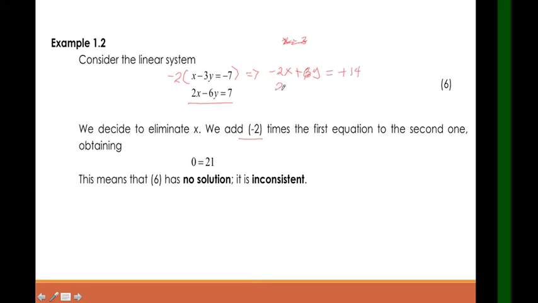And then we have 2x minus 6y equals 7. Okay? So, we can cancel this because negative 2 plus 2 is 0. And positive 6 plus negative 6 is 0 equals 14 plus 7 is 21. We obtain this one. Since 0 yung given natin, and there's no any variable for y, this means that number 6 or example 1.2 has no solution. Therefore, it is inconsistent. So, kasi wala siyang solution eh. Consistent kapag meron siyang solution.